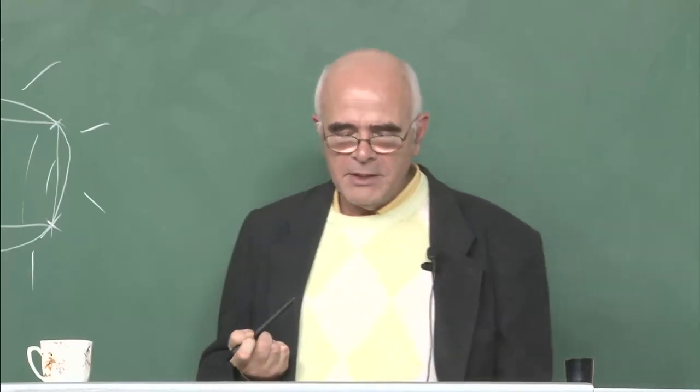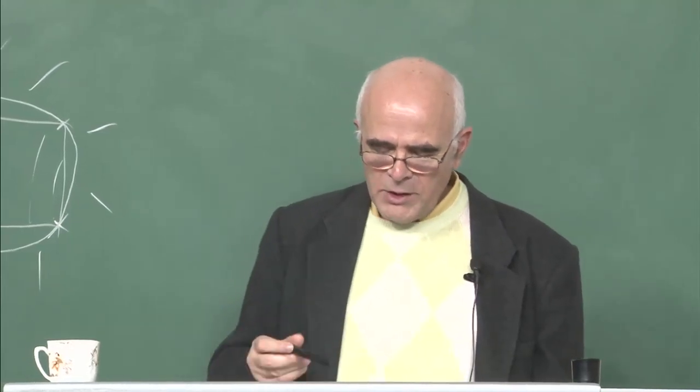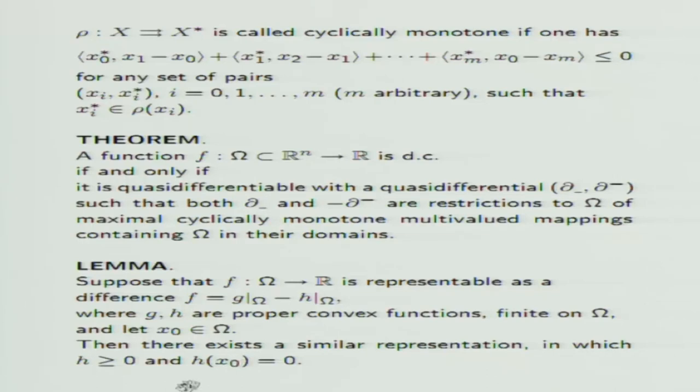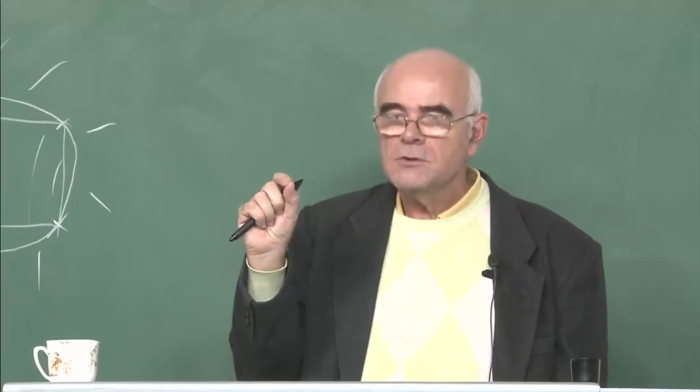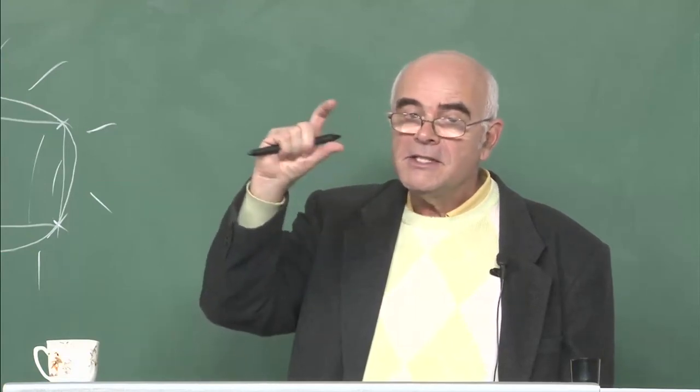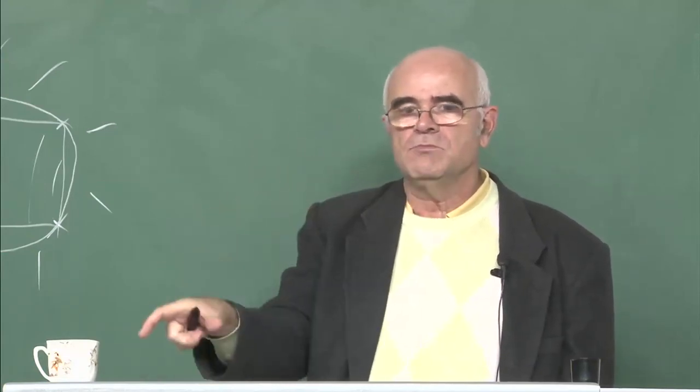To see what happens in the general Banach space case, we need first this lemma, which can be proved easily using the Hahn-Banach theorem, which says that if we have a difference of two proper convex functions, then you can get a similar representation which is so-called normalized. Normalized means that the second function is non-negative and vanishes at a pre-specified point. Then, using this, we can obtain this important result, which says that whenever you have a DC function which is continuous, then in the DC decomposition you can take the two terms continuous too.